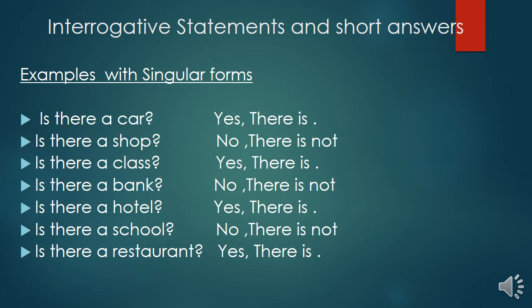No, there is not. Is there a hotel? Yes, there is. Is there a school? No, there is not. Is there a restaurant? Yes, there is. So now we finish singular forms with there is. Let's move to the plural form with there are.